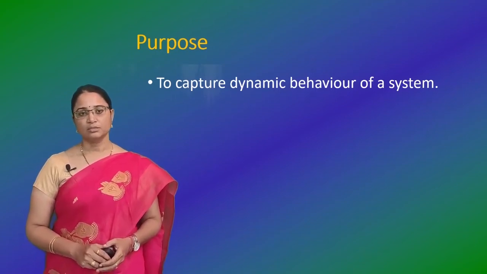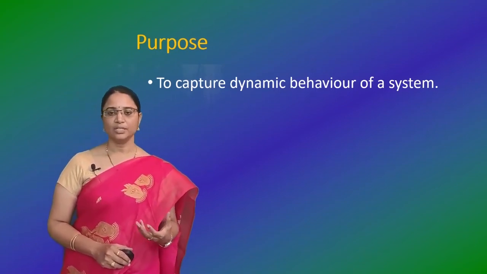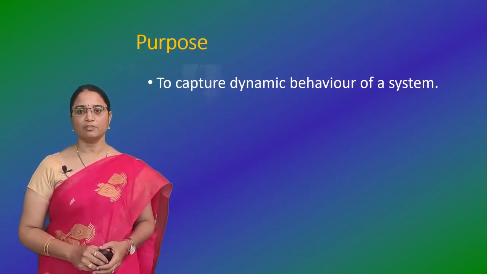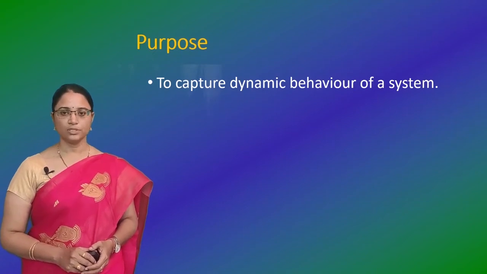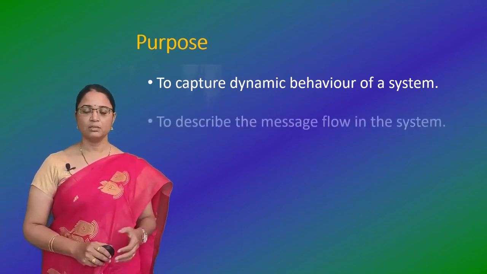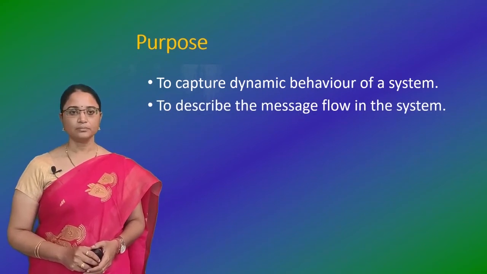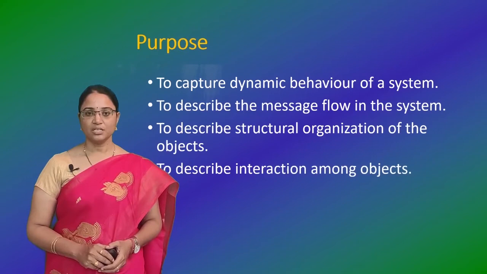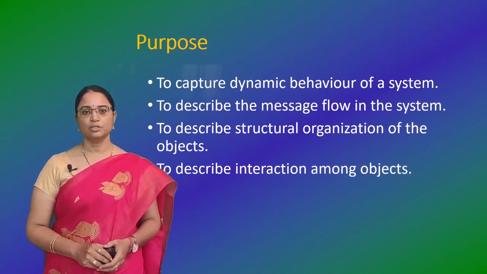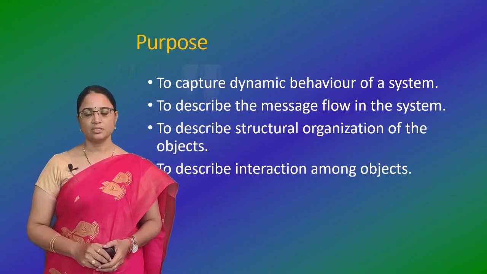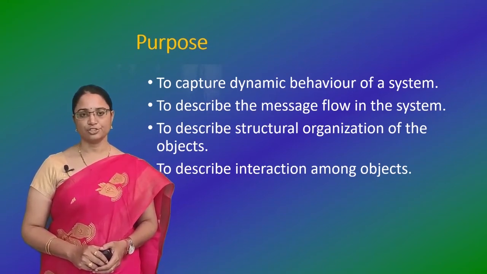So next, I told you that we have 9 types of diagrams. In that, 5 diagrams are used to represent the dynamic behavior of the systems. And one of them is the sequence and collaboration diagram. Those two come under the interaction diagram. The main purpose of using interaction diagrams is to describe the message flow in the system, to describe the structural organization of the objects, and to describe the interaction among the objects.